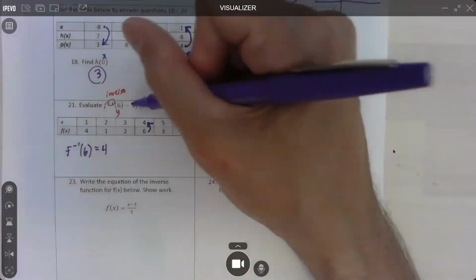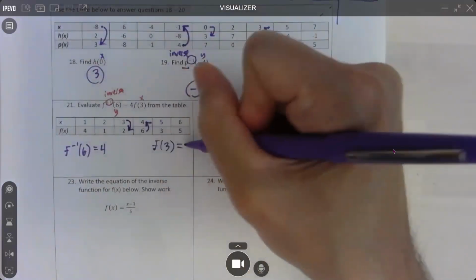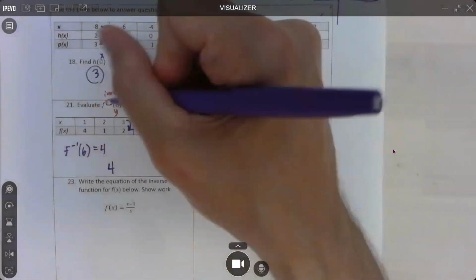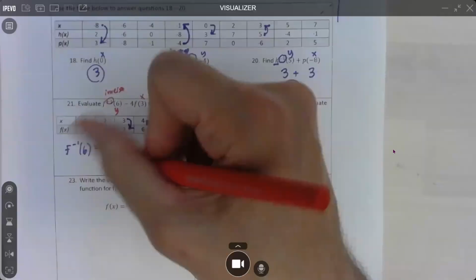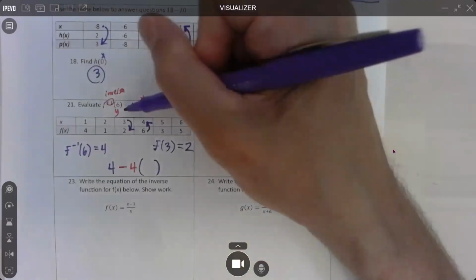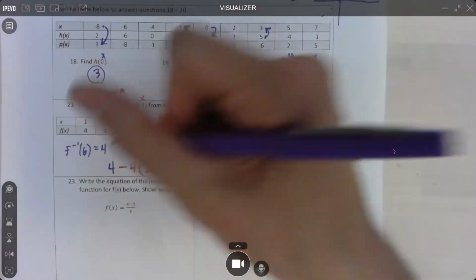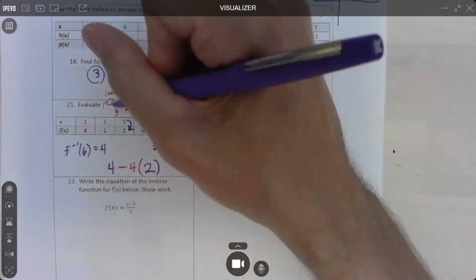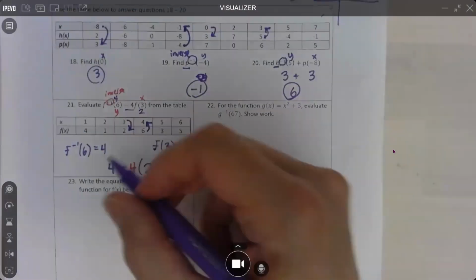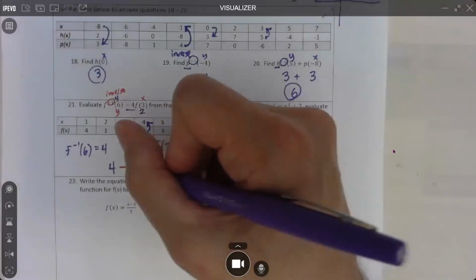Ignore the -4 for a minute. f of 3 is simply going to be when I plug in 3, what's my output? That's 2. So now what I'm going to do is plug in 4 for the f inverse of 6. And then we have this -4 times f of 3. That -4 basically is going to get distributed into the 2. So 4 minus 4 times 2. This is 2. This is 4. So that's going to be 4 minus 8. You can verify that using calculator work. 4 minus 8 is going to be -4.